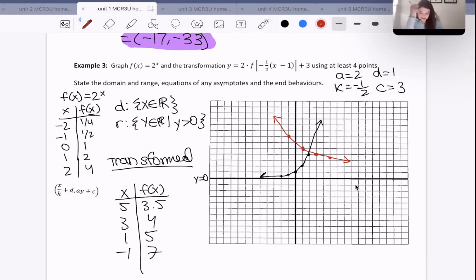Now it also asks us to state the domain and range, the equation of the asymptotes, and the end behaviors. Let's do domain and range first. Domain is the same, it's just going to be all real numbers. Range, on the other hand, has changed. Range must be y is greater than 3. Why must the range be greater than 3? Well, in this case, we added 3, we went up by 3. So rather than approaching 0, we're going to be approaching 3 this time.